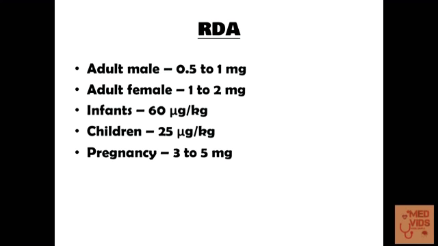This is for completion's sake. You must know the recommended dietary allowance of iron every day, and it varies for various age groups. For example, for adult males it is 0.5 to 1 milligram per day, adult females 1 to 2 milligram per day. For infants it is 60 microgram per kg per day, and children it is 25 microgram per kg per day, and for pregnant women it is 3 to 5 milligram per day. You can see here that the requirement for infants is more than the adults, and for children also it is slightly more than the adults, and in pregnancy the demand increases compared to a normal adult female, as you can see here.